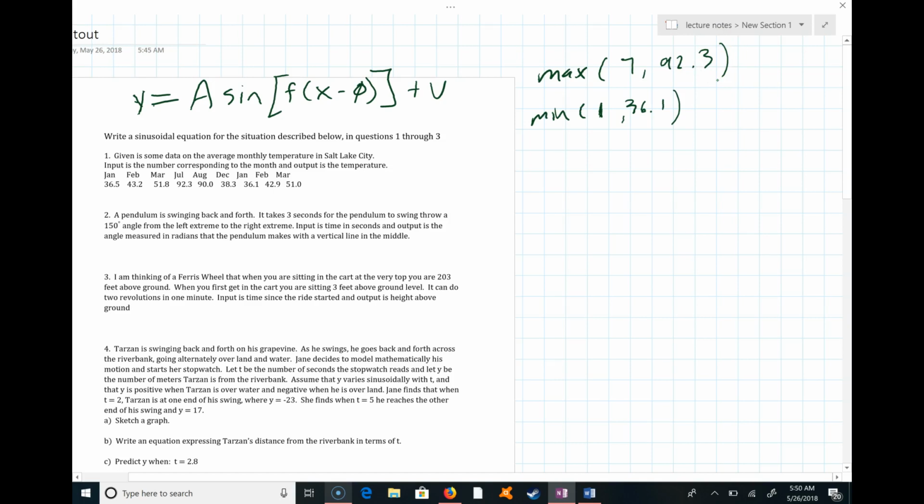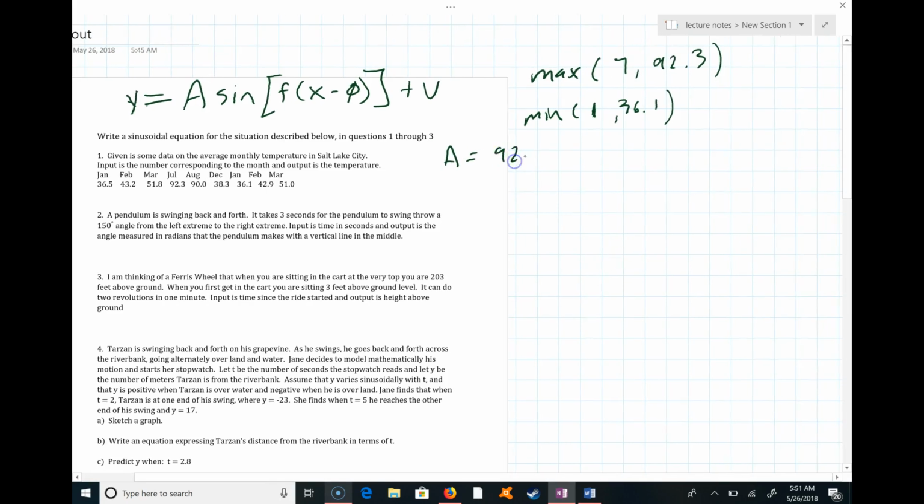So once I get a maximum in, then it's a lot easier to figure out things. So we know that my A is going to be 92.3 minus 36.1, divided by 2. Because remember, amplitude is the distance from the middle to the top or from the middle to the bottom. And so 92.3 minus 36.1 is the total distance from top to bottom. So we divide that in 2, that will give us half the distance, which is what the amplitude is. And that ends up being about 28.